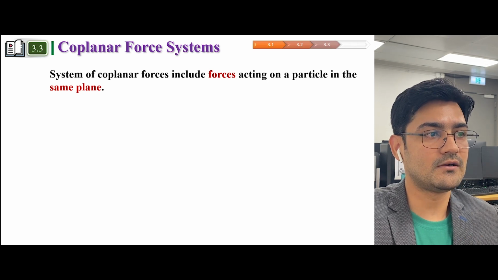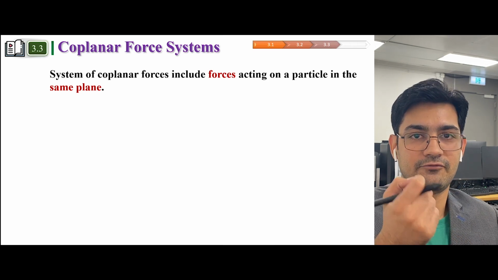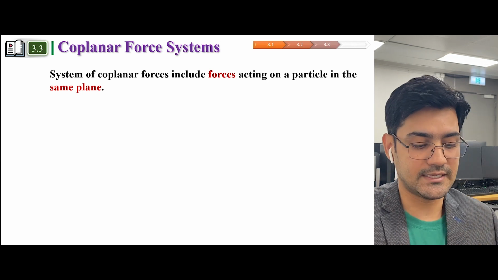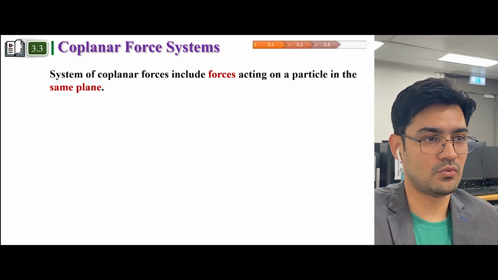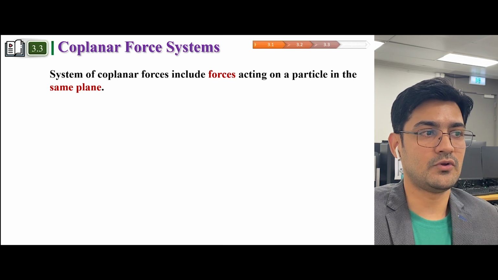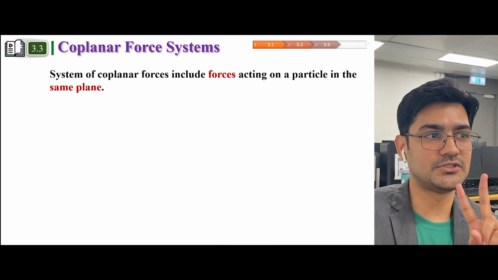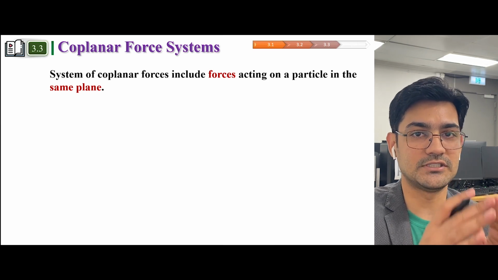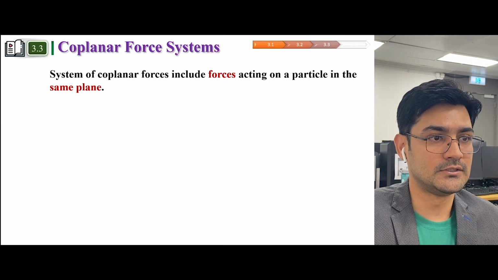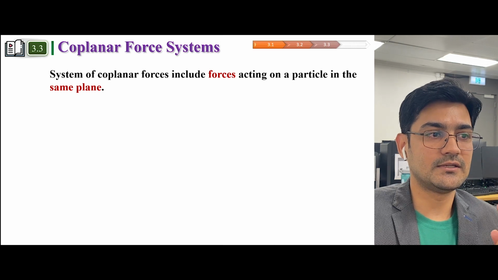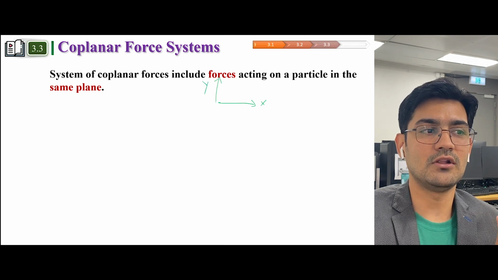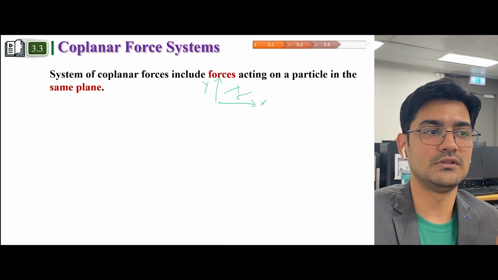A coplanar force system includes a force system that is acting on a particle, but in the same plane. So what do I mean by that? It's basically a two-dimensional force system. That is, all the forces are acting on the same plane. So basically it's a 2D system. So this is one dimension, and this is the second dimension. So all the forces are on this plane.